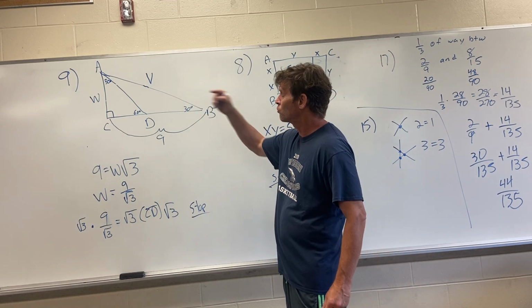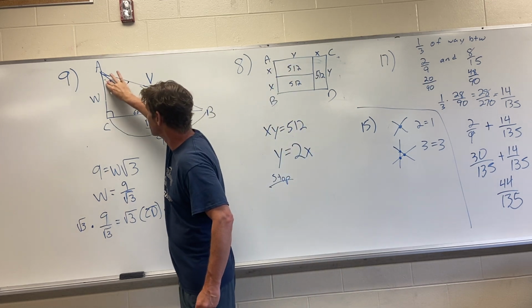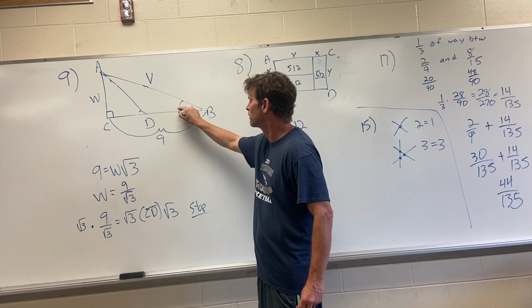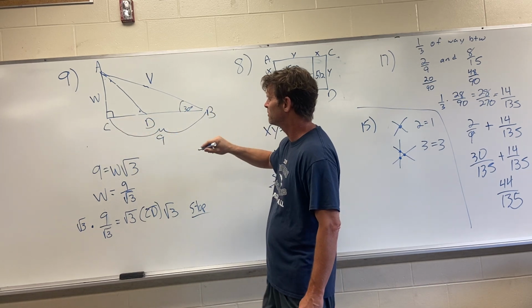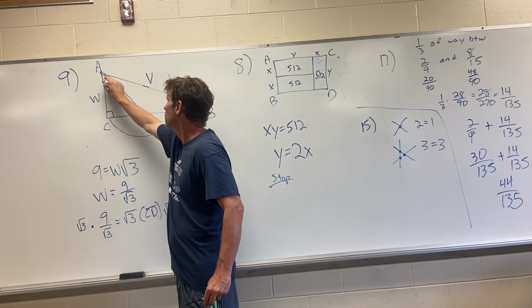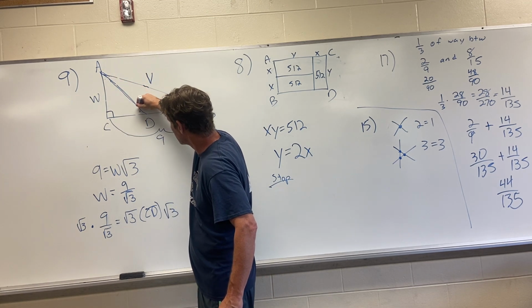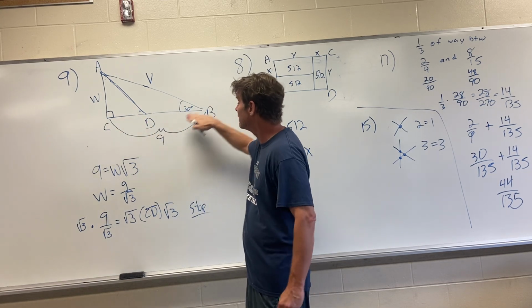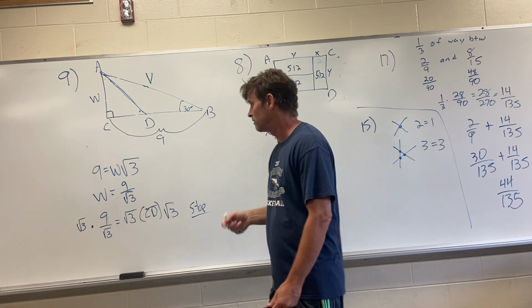It gives this triangle, and this isn't here, and this isn't here, but it says that this is a 30-degree angle. It says this is a right triangle. It says this line bisects this angle, and the length of this line is 9. It gives a lot of information. Here's what you need to know.